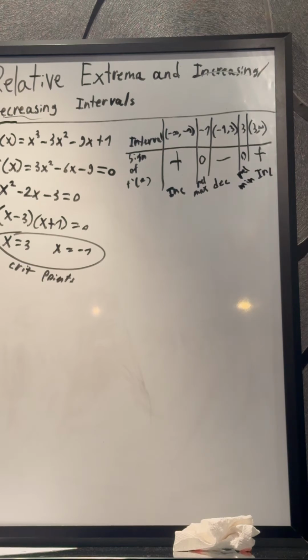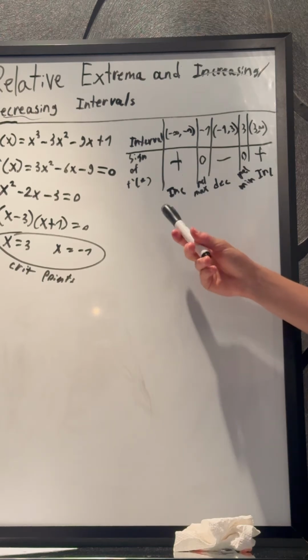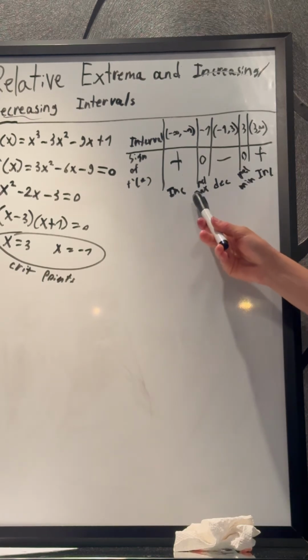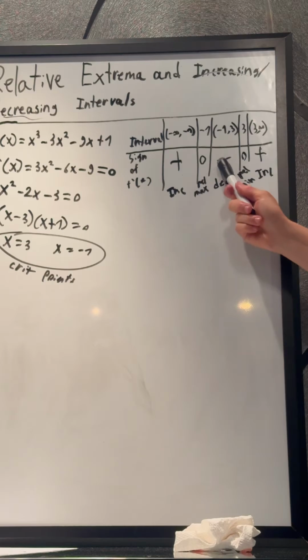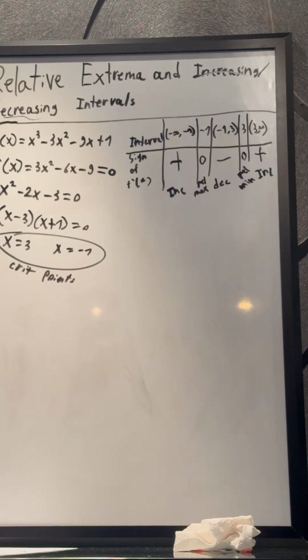Okay. So just to reiterate, whenever f prime of x is positive, our function is increasing. And whenever it's negative, it's decreasing. And again, when our sign of f prime of x changes signs from positive to negative, we're going to have a relative maximum. And when it changes from negative to positive, we're going to have a relative minimum.